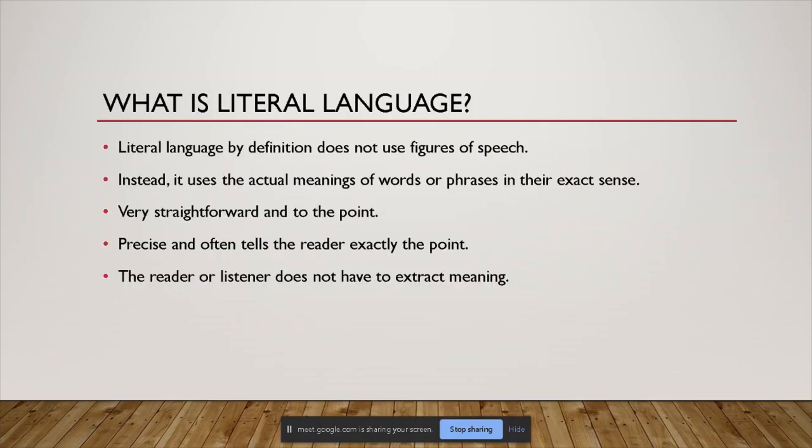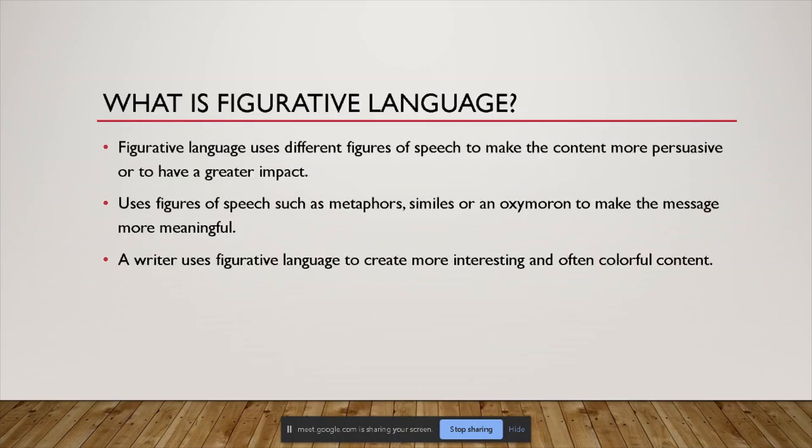Before everything, let me teach you what is literal language. Literal language, by definition, does not use figures of speech. Instead, it uses the actual meanings of words or phrases in their exact sense. It's very straightforward and to the point because it's precise and often tells the reader exactly the point. The reader or listener does not have to extract any meaning from literal language. Understand? Good. Now we move on to figurative language. Am I going too fast? No, sir. Okay, very good.